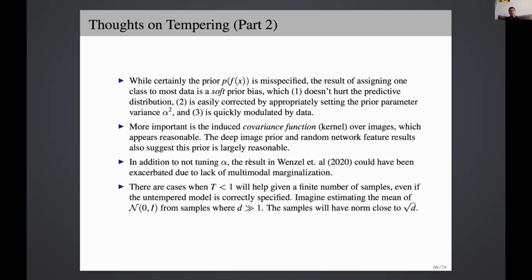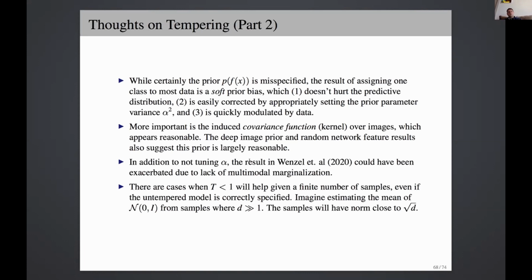And in addition to not tuning alpha, the results in the cold posteriors paper could also have been exacerbated due to lack of multimodal marginalization. So we've been seeing a lot in this part how important it is to try to marginalize between different basins of attraction. And so that wasn't done in that paper, and I think could be quite important to the results.